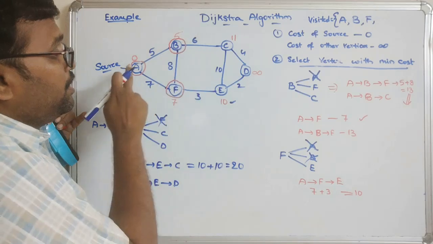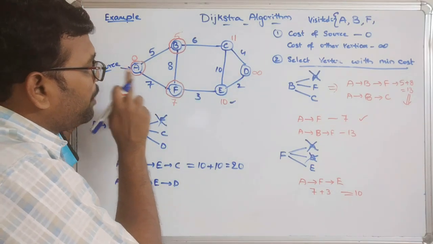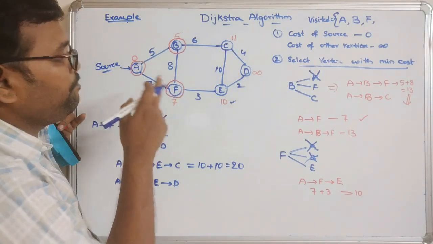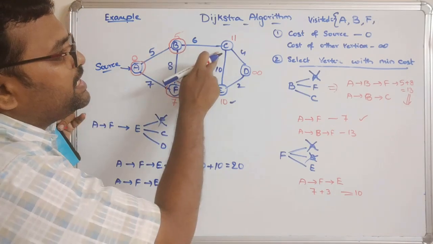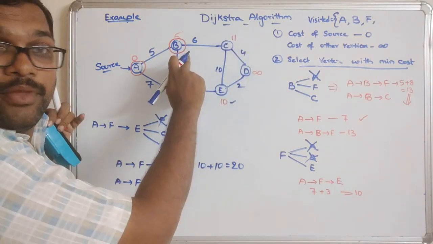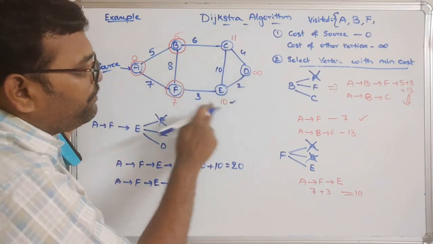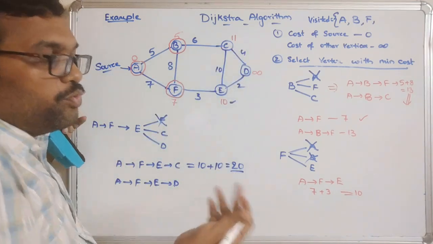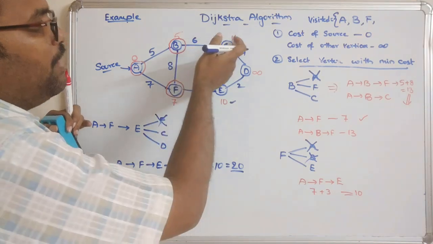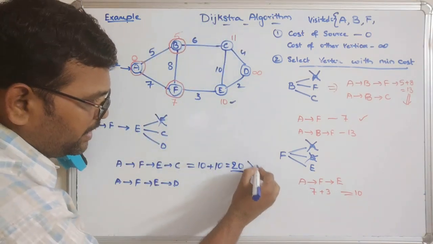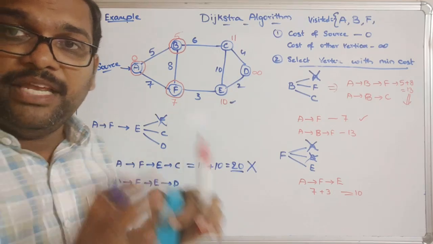That means the distance required for A to reach C is 11 through B, and the path from A to C through F and E becomes 20. So which one will be the lowest? Obviously 11 will be the lowest. So we can discard; we have to select the minimum.